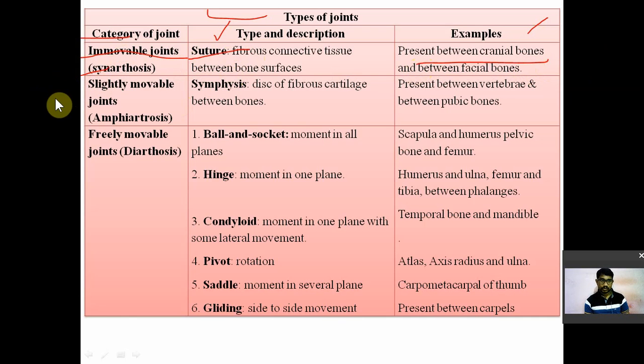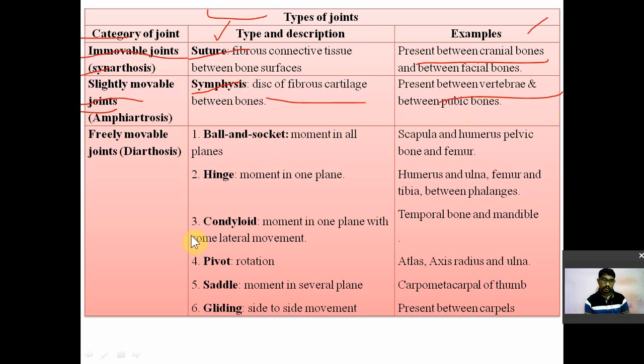Then the second one is known as a slightly movable joint, amphiarthrosis. For example, the subtype is symphysis, a disc of fibrous cartilage between the bones. So there is a slight movement. This type of joint is present between the vertebrae and between the pubic bones.